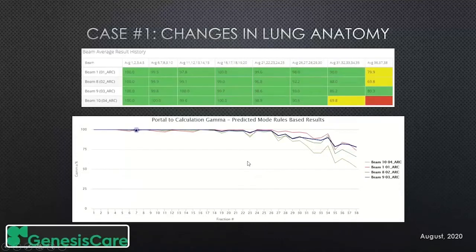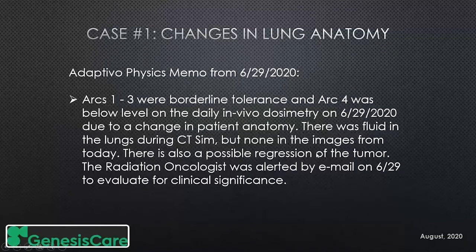This is a very, very helpful view. It shows a trend analysis over time. So as you can see, for the 4 arcs, everything seemed to do fine for the first 6 weeks. And then all of a sudden, they started to go downhill, and they started to trigger notification to the physicist. And I'll talk a little bit more about the notification of the physicist on a future slide.